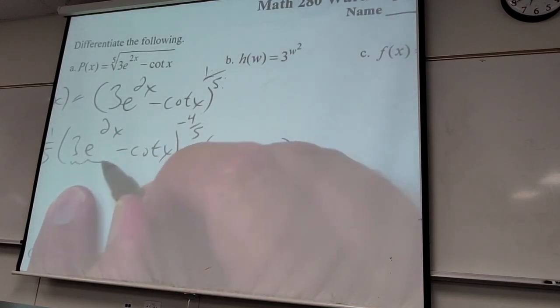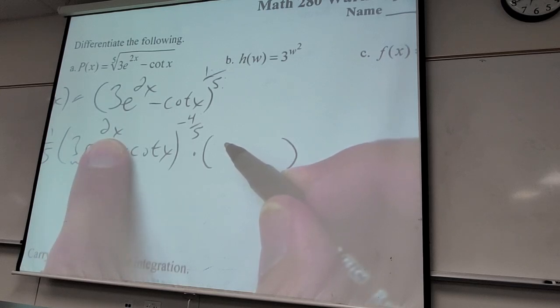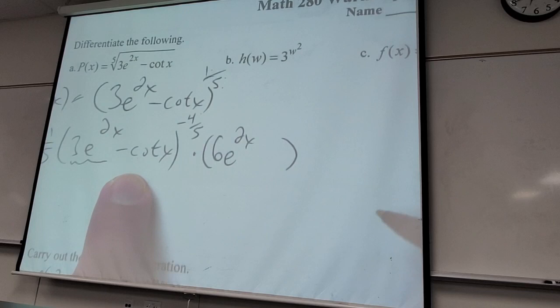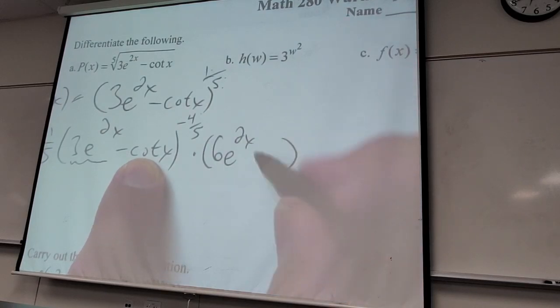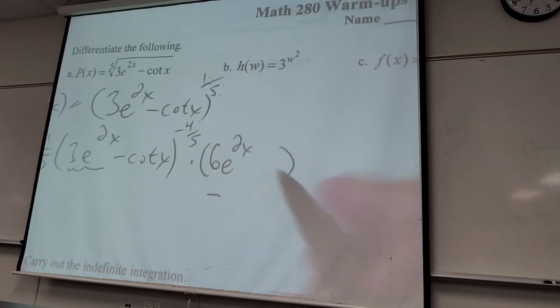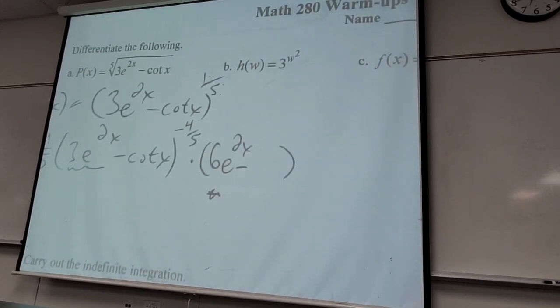So derivative of this, 6e to the 2x. It'll be itself times the 2 for chain rule. So 6e to the 2x. And then what's the derivative of cotangent? Good Lord, Jeff, you don't have enough room. Do I have enough room? I might. Minus, yeah. So minus, be careful.